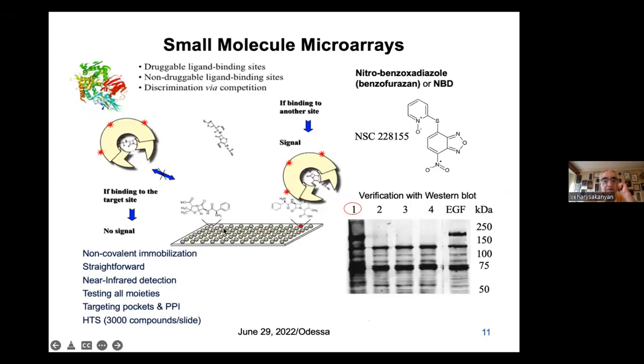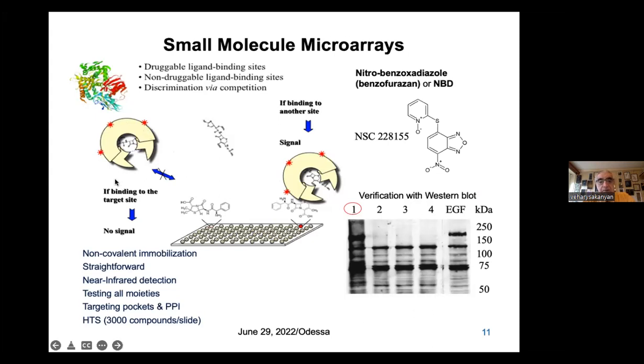Here is the real process which takes place. As you can see, you have spotted molecules. As I mentioned, on one small glass slide for microscopy, you can spot about 3,000 or even more molecules of your interest. They have been spotted, and you can use the protein of your interest.